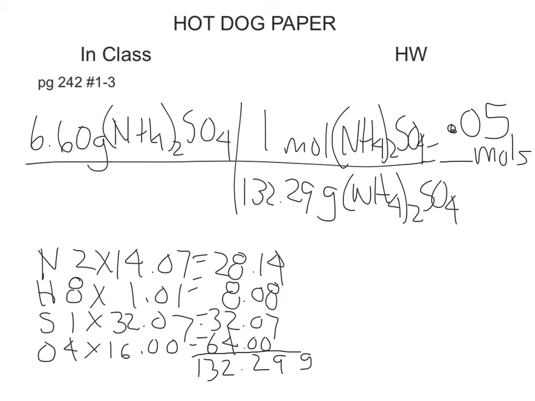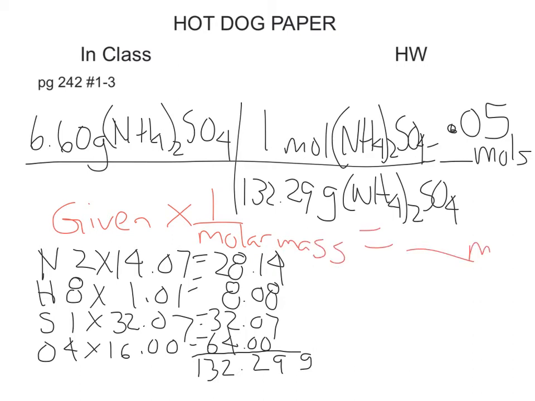Alright, let's look at what we did here. So what did we do? We took the given, given in grams, and we multiplied by 1 over the molar mass, so that grams will cancel out, and that converted us to moles.